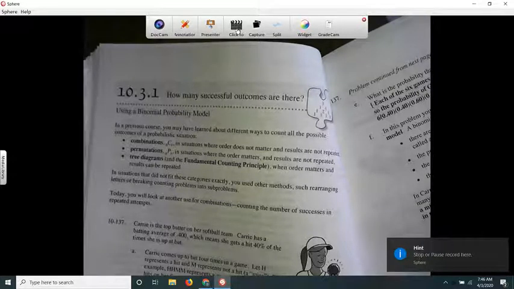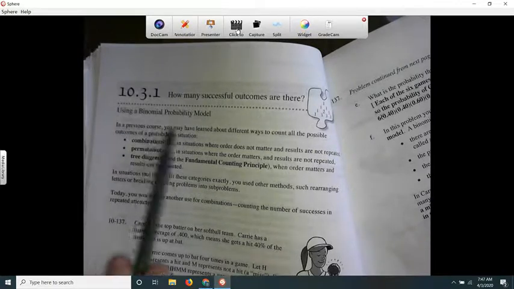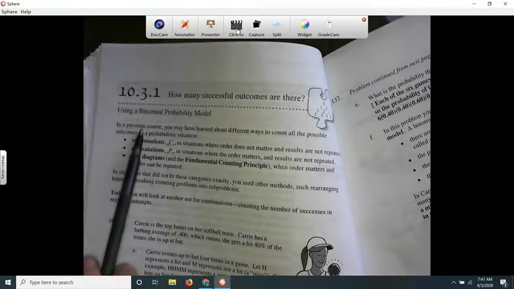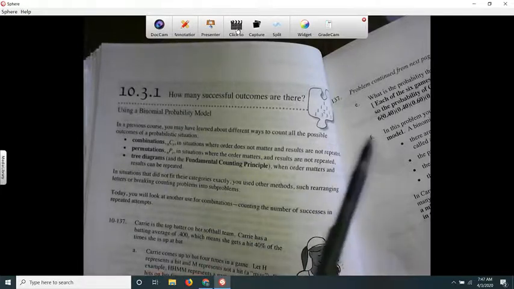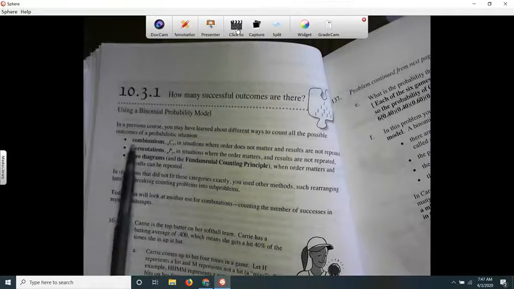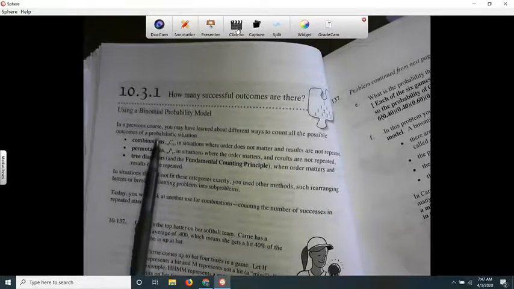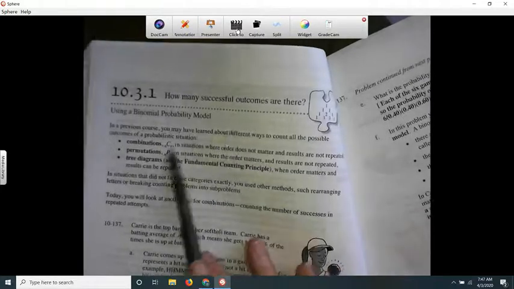Integrated 3 10.3.1 lecture. How many successful outcomes are there using the binomial probability model? So it says in a previous course, so last year, I think you guys skipped this, sorry. You might have learned about different ways to count all the possible outcomes of a probabilistic situation. So we had a math notes box about this.